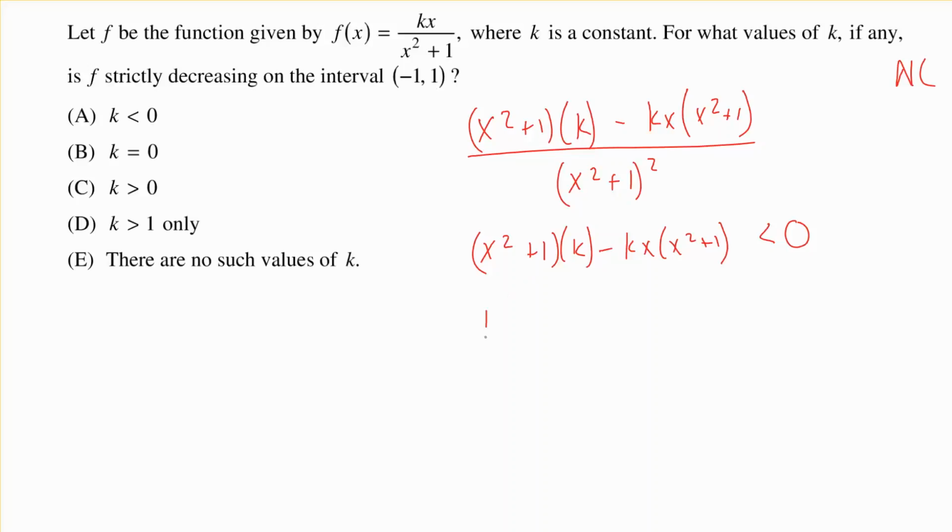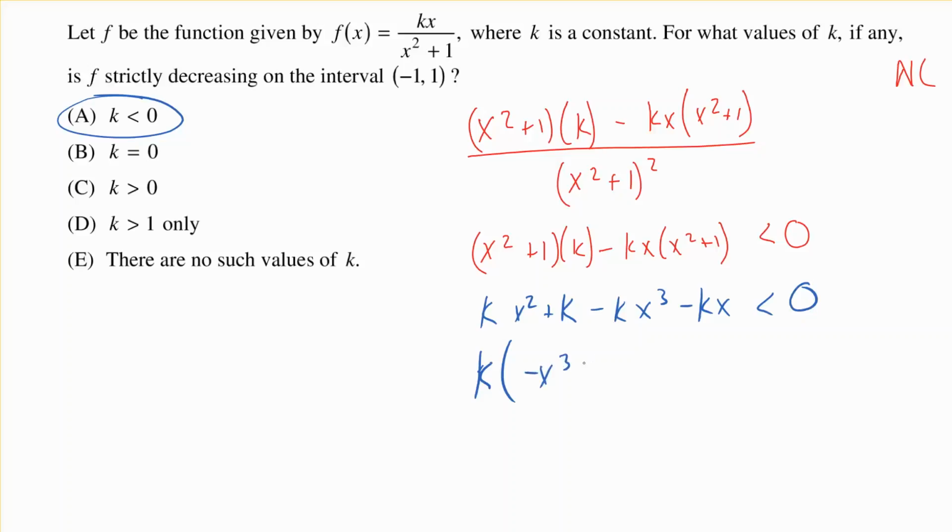So let's clean that up a little bit. Kx squared plus k minus kx cubed minus kx. And then let's look at our options. Factor out that k. We've got a negative x cubed plus x squared minus x plus 1. Where would that be equal to 0?